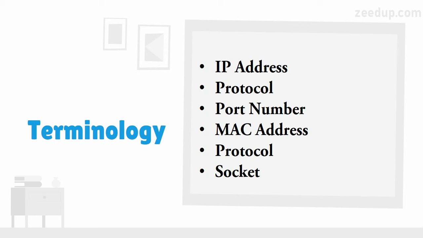Next, we have the MAC address, or the Media Access Control Address. It is a unique identifier of the network interface controller. A network node can have multiple NICs, but each with a unique MAC address.